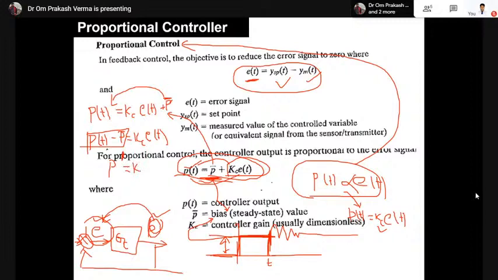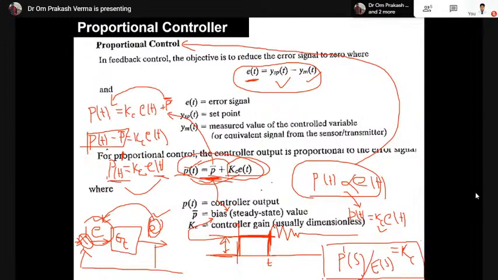And as you know, the Laplace transform represents the ratio of output to input. The ratio of the output to the input represents the transfer function when we put all the initial conditions as zero in the Laplace transform. So the final equation becomes P(s) upon E(s), which is given simply by Kc, right? Kc is the proportional constant. This is the transfer function for the proportional controller.